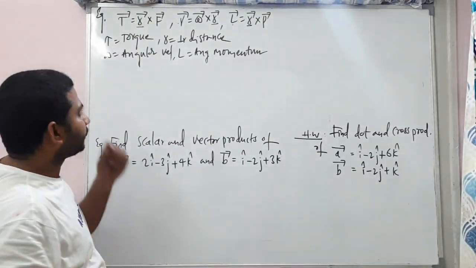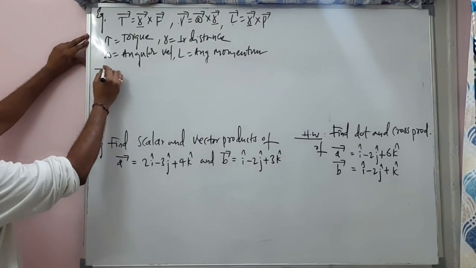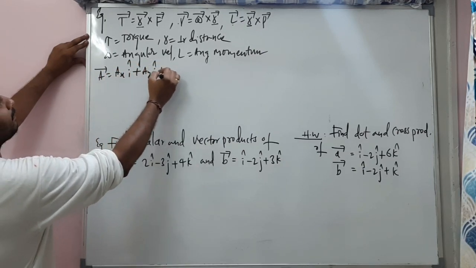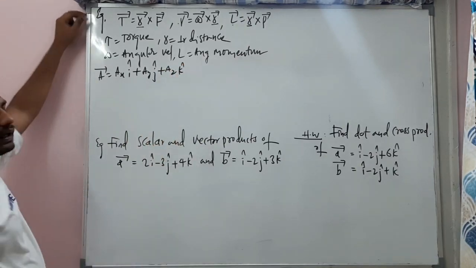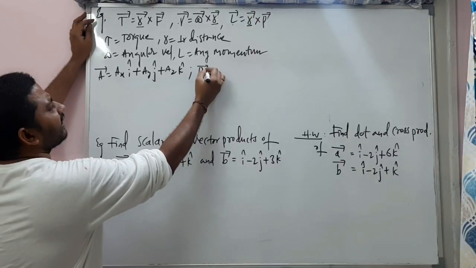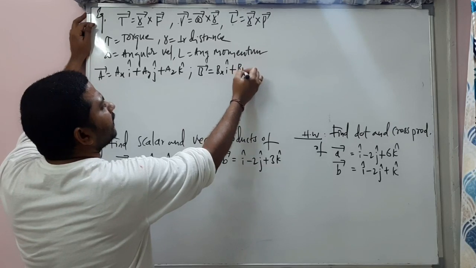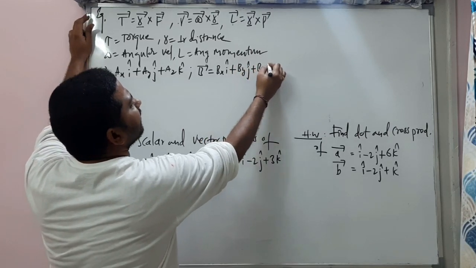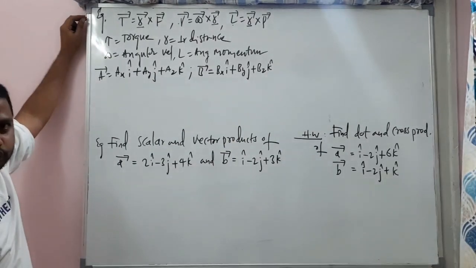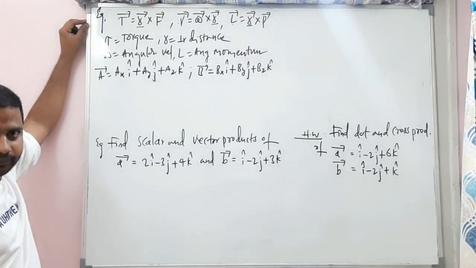Okay. Now what we are going to do is, there is a bar which is ax i cap plus ay j cap plus az k cap. That's the vector a bar. And in the same way, there is a vector b bar also. What is that? bx i cap plus by j cap plus bz k cap, my dear students. A bar vector we have and b bar vector also we have.